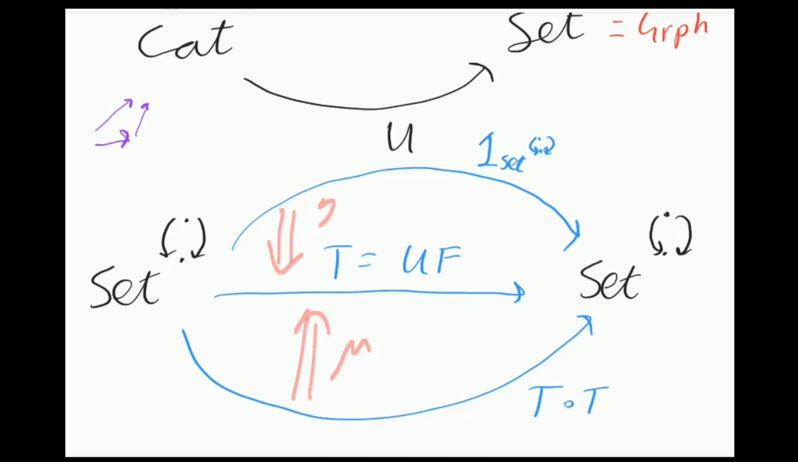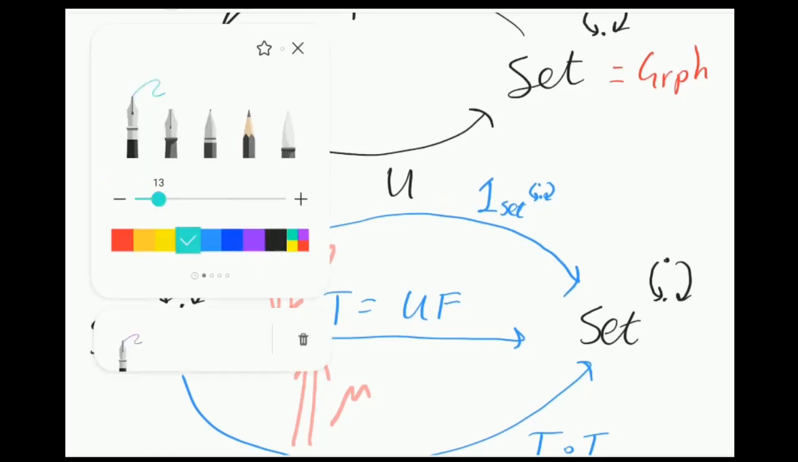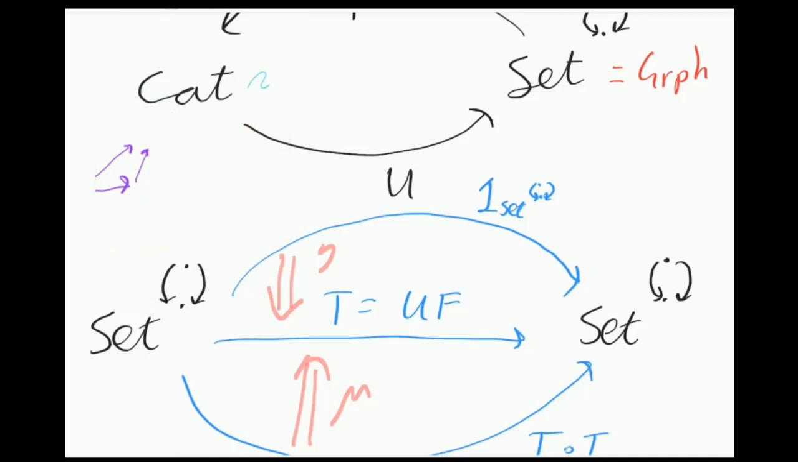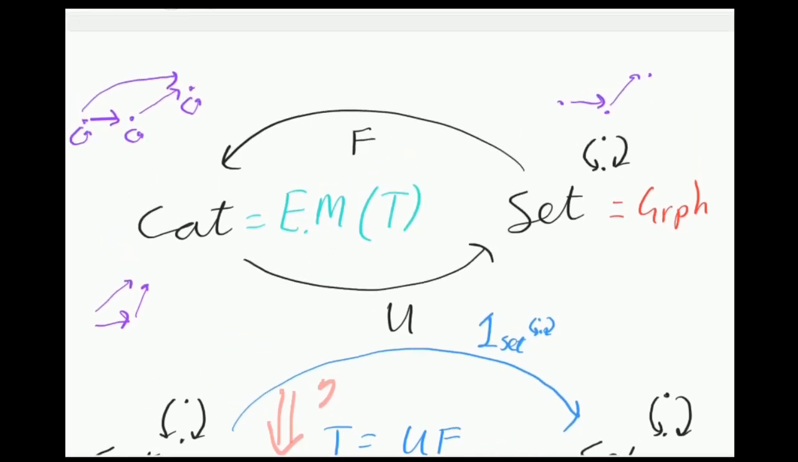In this sense, an algebra for such a monad can be thought of as a sort of model of that theory. Now, why am I saying all this? Well, this is the big reveal here: we can actually think of Cat as being the Eilenberg-Moore category of this functor T. In other words, this is giving us a new view of what a category actually is.